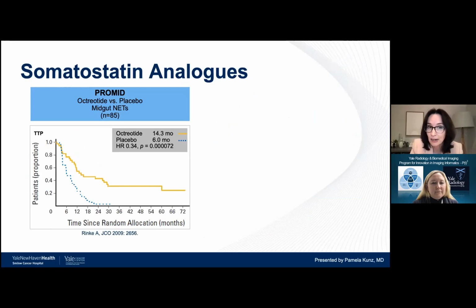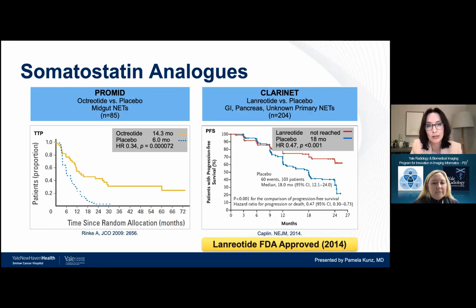For somatostatin analogs, we have two trials that demonstrated anti-tumor effect. The PROMID study demonstrated the effect of octreotide versus placebo, and the CLARINET study demonstrated the effectiveness of lanreotide versus placebo. The primary endpoint of the PROMID study was time to progression, and of the CLARINET study was progression-free survival, and they both showed a benefit over placebo. Octreotide does not have a formal FDA label for anti-tumor effect. It is primarily used in hormone control, but these two agents are often used interchangeably. Lanreotide was FDA approved in 2014 as an anti-tumor agent.